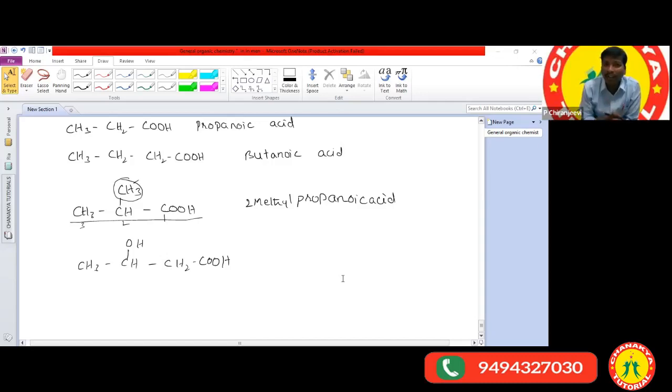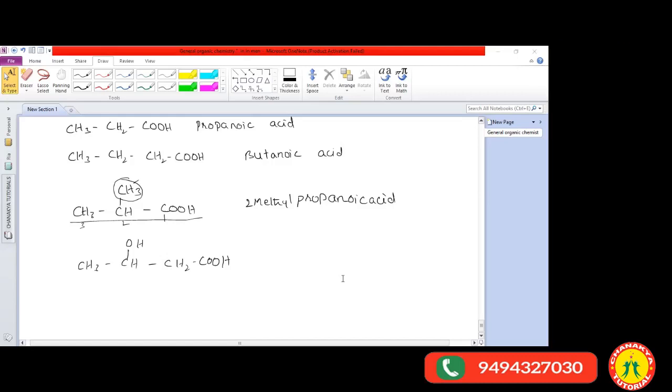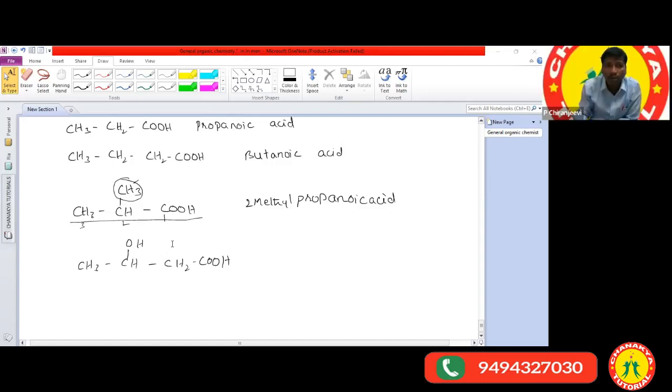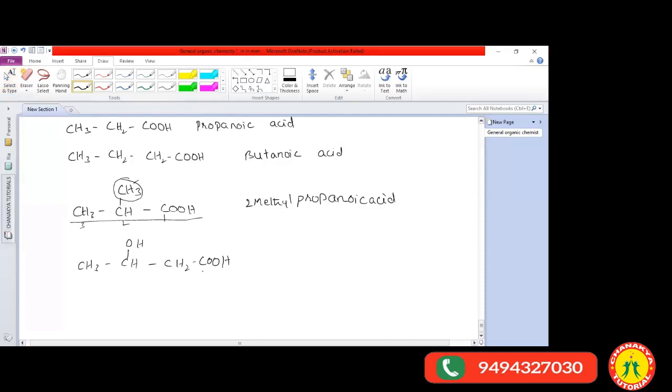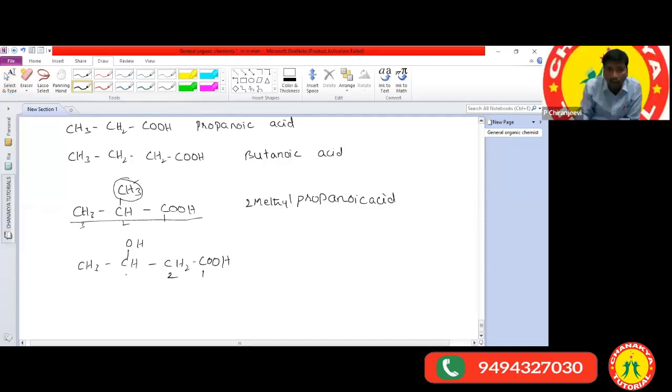Aditi, according to the priority order, which comes first, carboxylic acid or alcohol group? Carboxyl. So, for which one do we give the first priority? Carboxy group or alcohol? Carboxyl. So, we can start the numbering from here. 1, 2, 3, 4. Then, Anjan, what is the IUPAC name of the given compound?